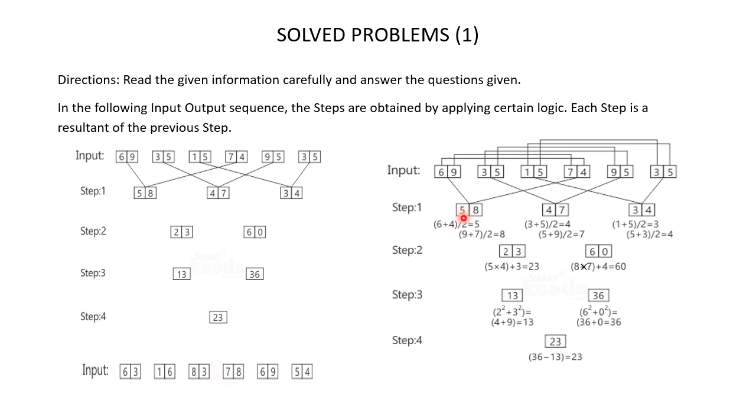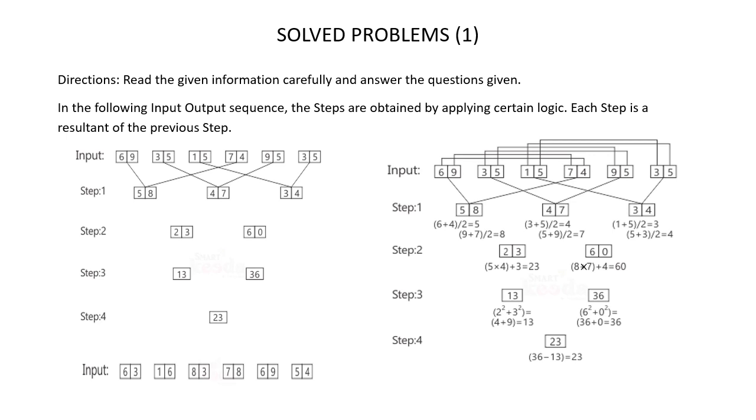the first digit of the first number of step 1 is multiplied with the first digit of the second number of step 1, and the answer is added to the first digit of the third number in step 1 to get the first number of step 2. This means 5 multiplied by 4 is 20. 20 plus 3 is 23. So 23 is the first number of step 2.